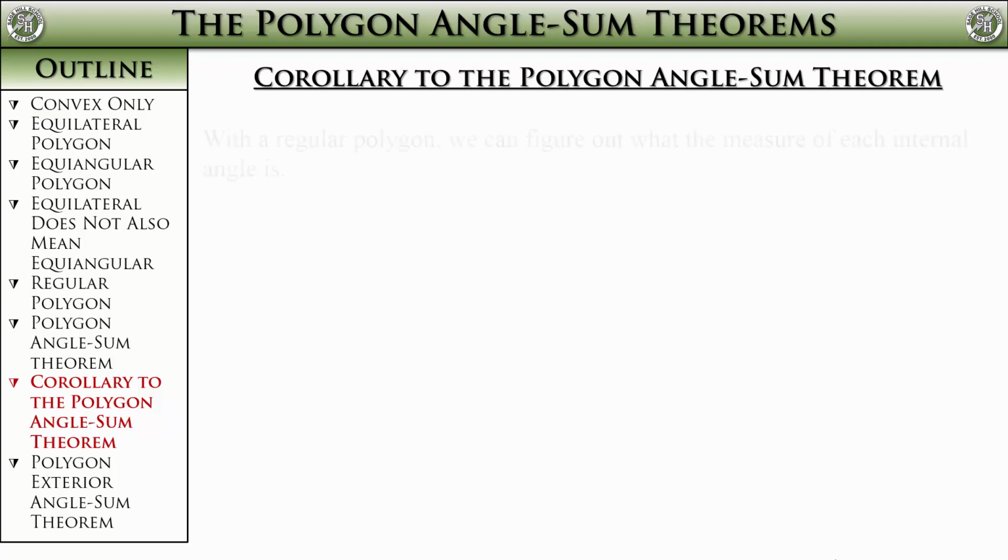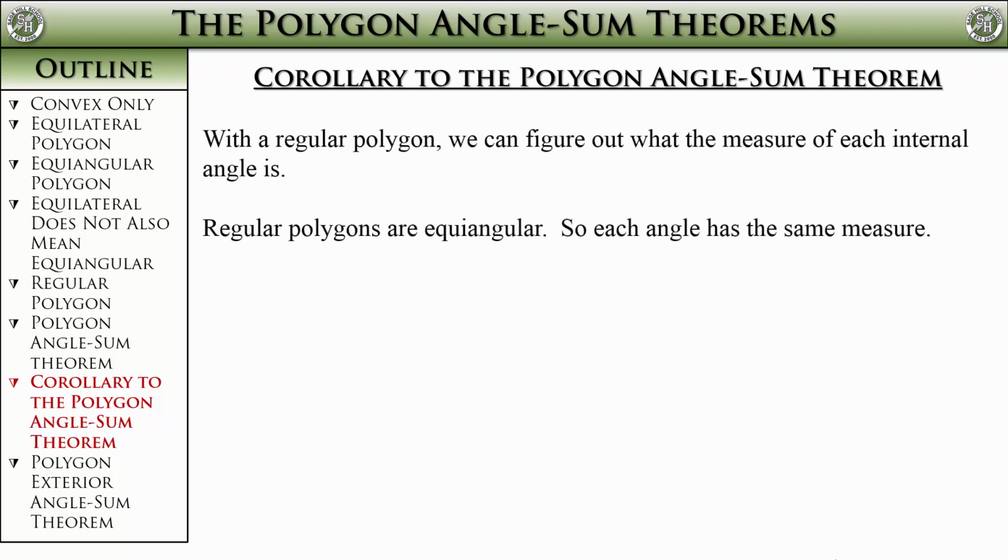However, if the polygon is regular, we can figure out what the measure of each internal angle is. Regular polygons are equiangular, so each angle has the same measure. For a triangle we have 3 angles, so we just divide 180 degrees by 3. With a square we have 360 degrees total, and 4 angles, so we just divide the 360 degrees into 4 equal parts. With a pentagon we had 540 degrees total and 5 angles, so we divide the 540 degrees into 5 equal parts. I could keep going, but the pattern should be obvious.